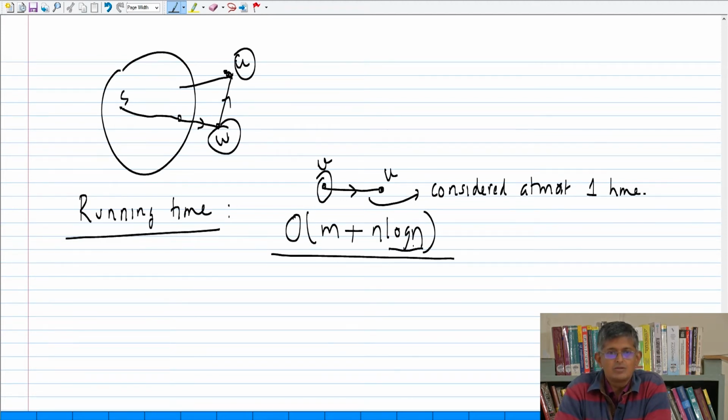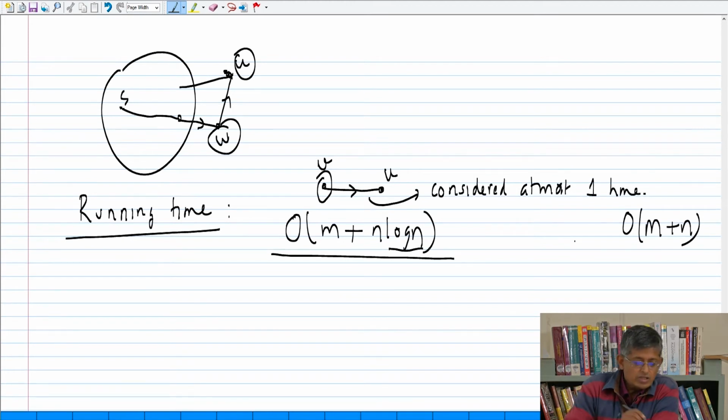Now it is also nice to observe that the difference between BFS and this algorithm is just this multiplicative factor of log n. In BFS, if there were no edge weights, it is order of m plus n. It is order of m plus n log n here. So that's about it. So therefore, we have used Dijkstra's single source shortest path algorithm.